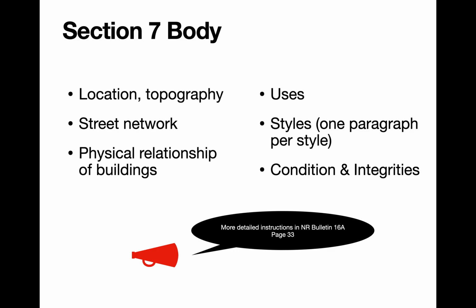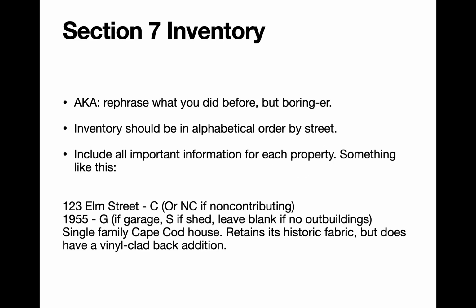All right. After this is the inventory, and this is the super ultra boring part, and I'm sorry, but it is required in district nominations. The inventory is exactly what it sounds like. You should have information about every single property in the district. It should be listed in alphabetical order by street and then by street number. And you want to include all the information that's important for each property. And I gave you an example here.